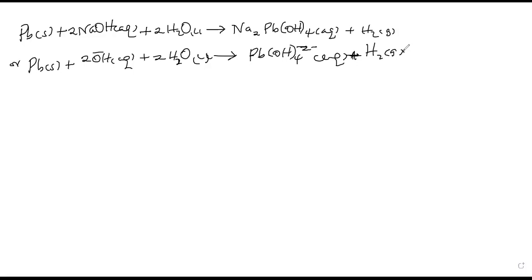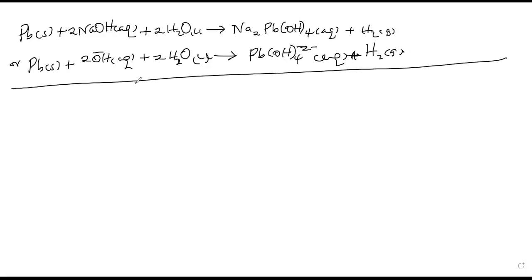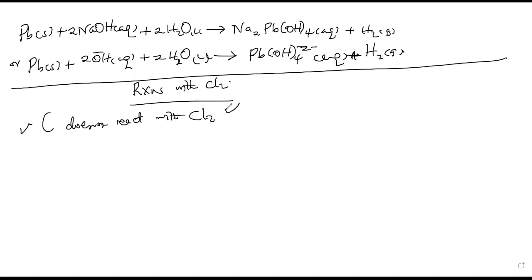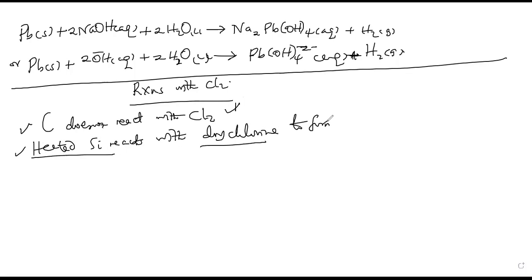Now we are left to talking about the reactions with chlorine and then sulfur. Okay, reactions with chlorine. They can tell you to describe the reactions of group 4 elements with chlorine. With chlorine, of course, you have to talk about each. Carbon does not react with chlorine. The other ones have to react, but when they are heated. Heated silicon reacts with dry chlorine to form silicon tetrachloride.